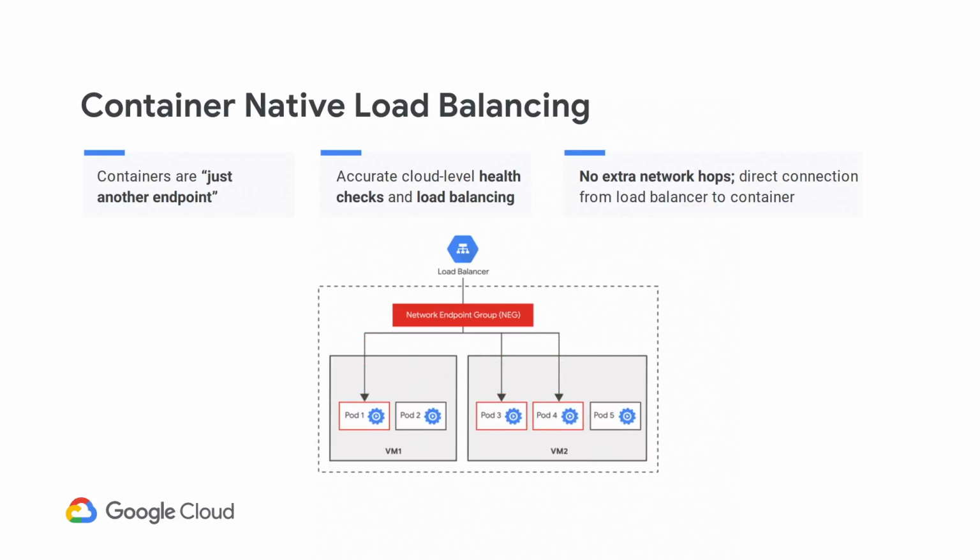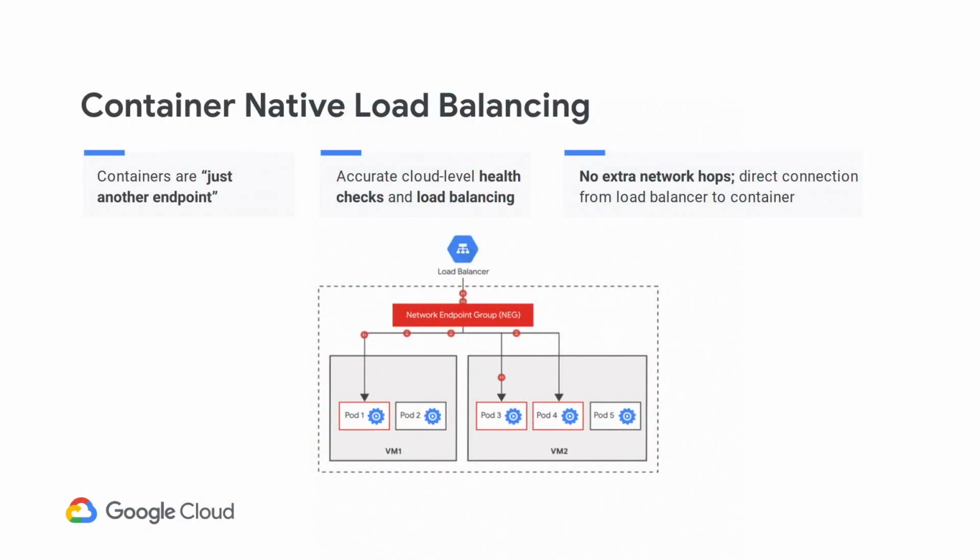The way we achieve this is via network endpoint groups, which consist of a list of endpoints, where a single endpoint is an IP port pair representing your pod. This way, containers become just another endpoint. You get accurate health checks which work at the pod level, and your load is much more evenly balanced over your pods.